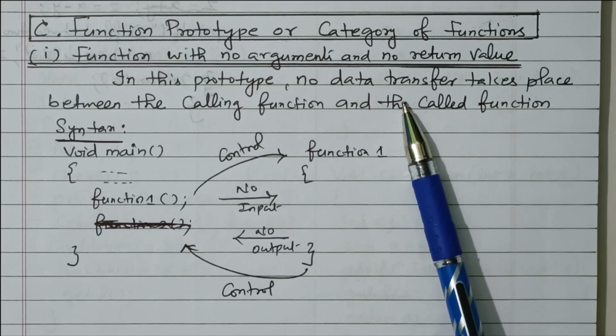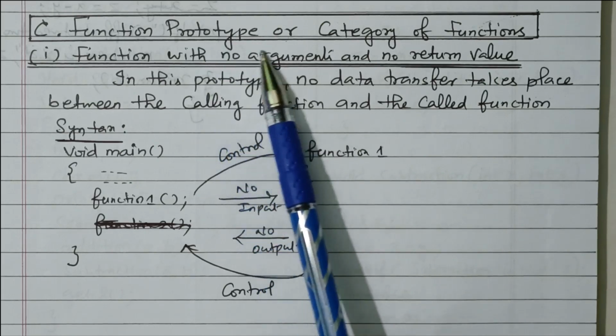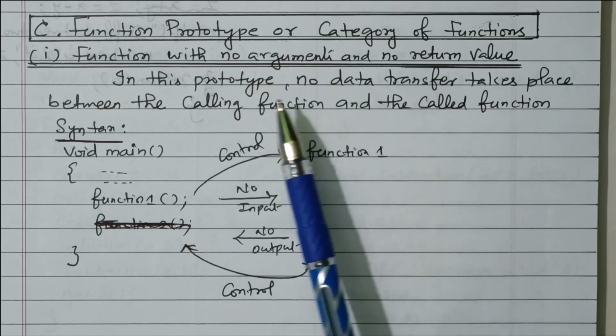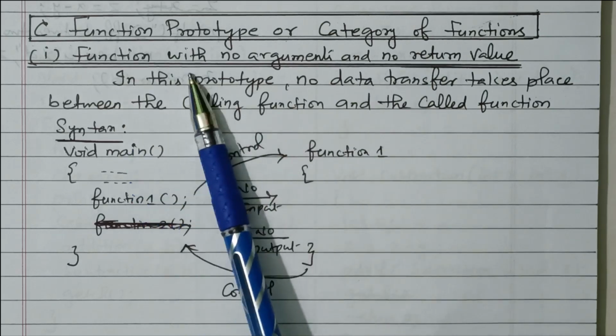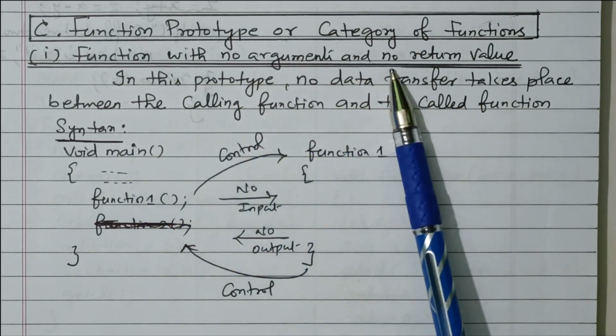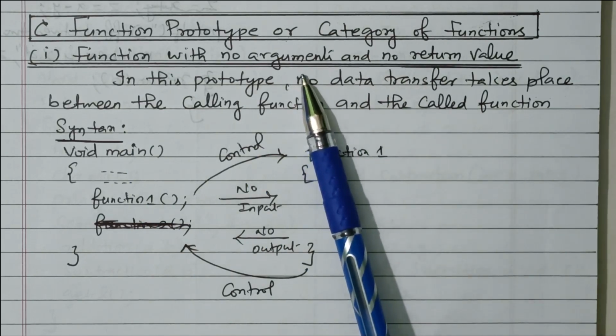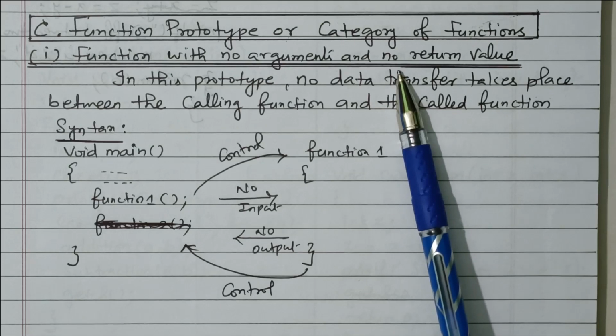Now we will go to the topic function prototype, that is the types of function available in the C program. In this video we will see the first type, function with no argument and no return value. Function is not passed with any value and also function will not return any value.